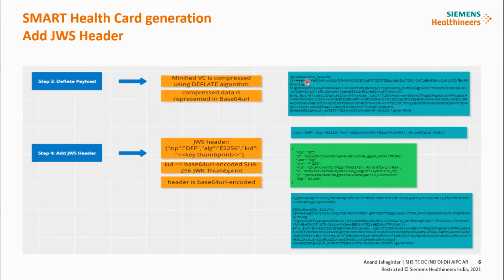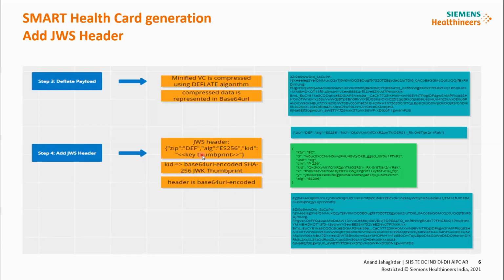Finally, our health card is nothing but a JWS, JSON web signature actually. So it has a header, it has a payload, and it has a signature part. What we created is just a payload in base64 format. Now we need to add a header. The header is kind of a fixed header.